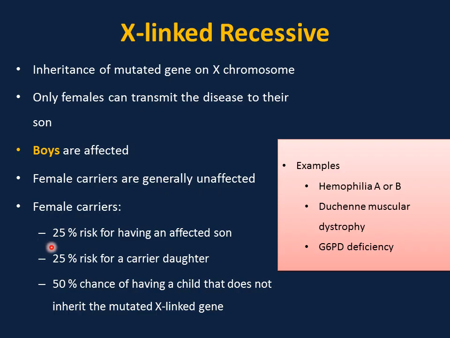Female carriers have a 25% risk of having an affected son sick with the disease, 25% risk for a carrier daughter, and 50% chance to have a child not affected at all, that is, not inheriting or carrying the mutated X-linked gene. Examples of that: hemophilia A and B, Duchenne muscular dystrophy, and G6PD deficiency.